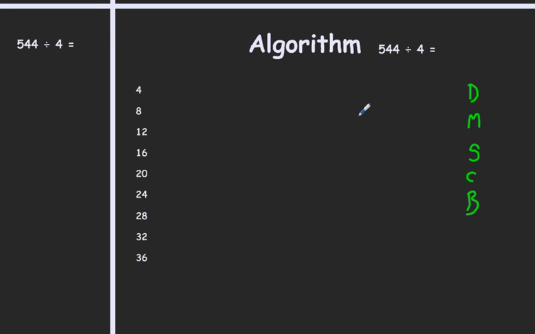So let's go ahead and work through this together. We still have a house. Our dividend goes first, 544, and it goes under the little house. But notice I don't bring the house all the way down, not like partial quotient, but I just bring it here. My divisor will go over here.